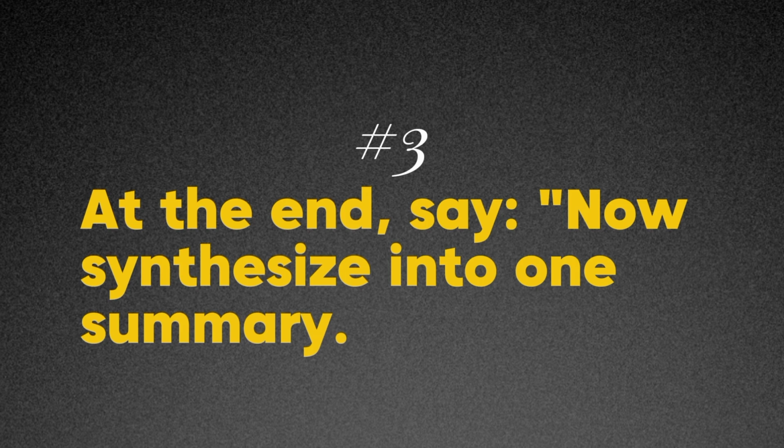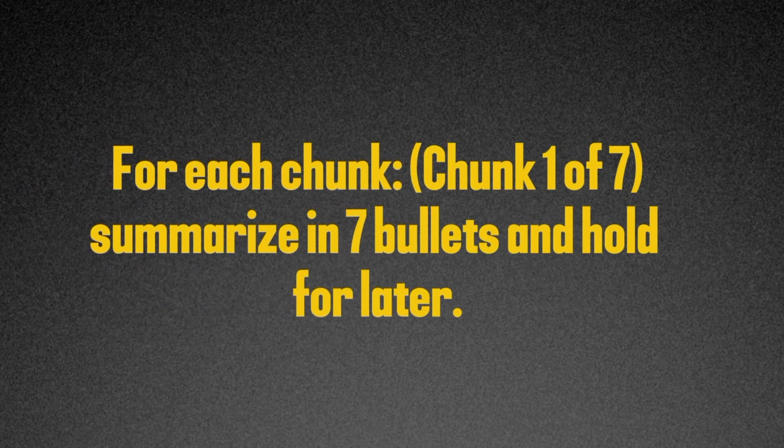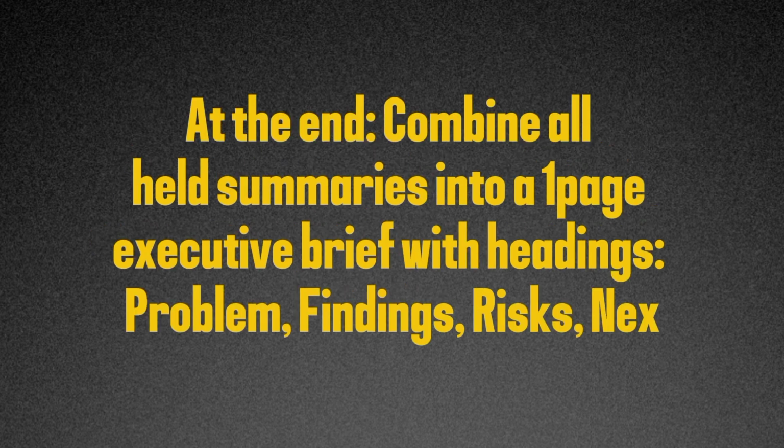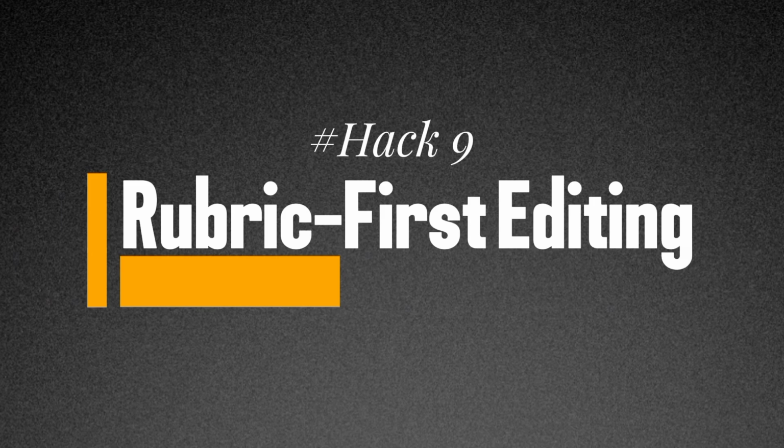Here is a sample prompt. For each chunk 1 of 7, summarize in 7 bullets and hold for later. At the end, combine all the summaries into a 1-page executive brief with headings: the problem, findings, risk, and next step. Hack 9, rubric first editing.